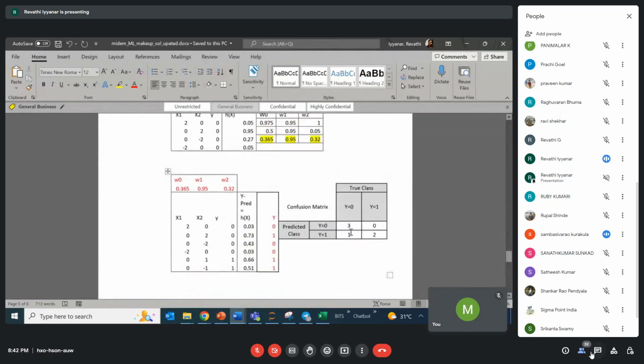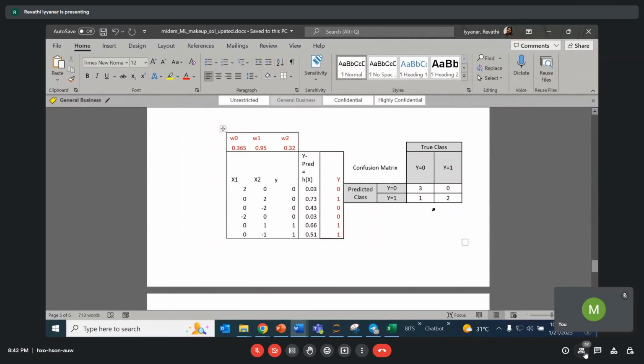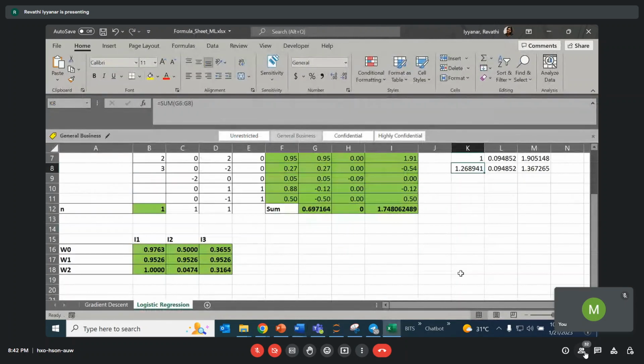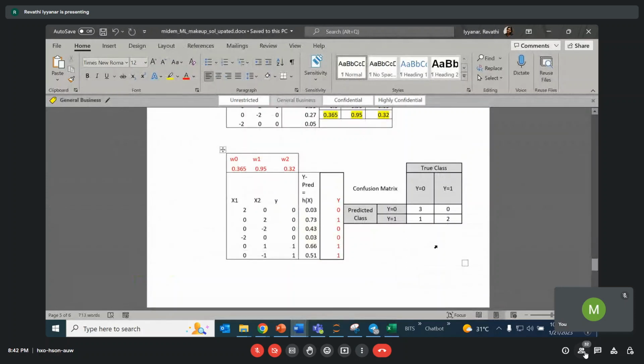The confusion matrix. Yeah. I think you've already... Can you explain this also? I followed the whole answer in the Word document only. So now what next do they do? If you just scroll up, please.